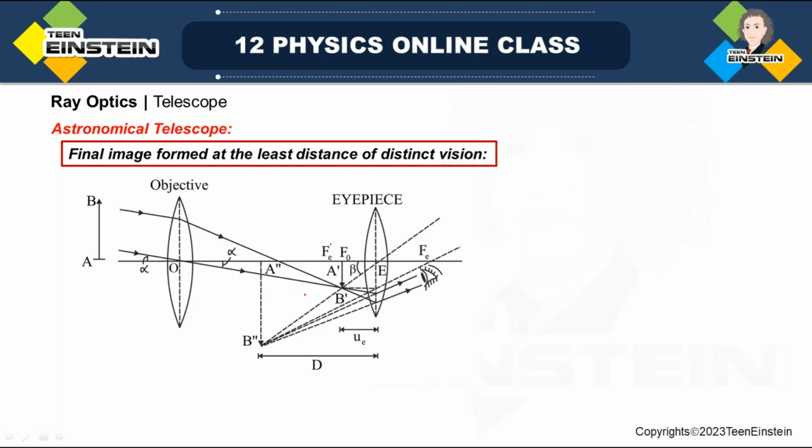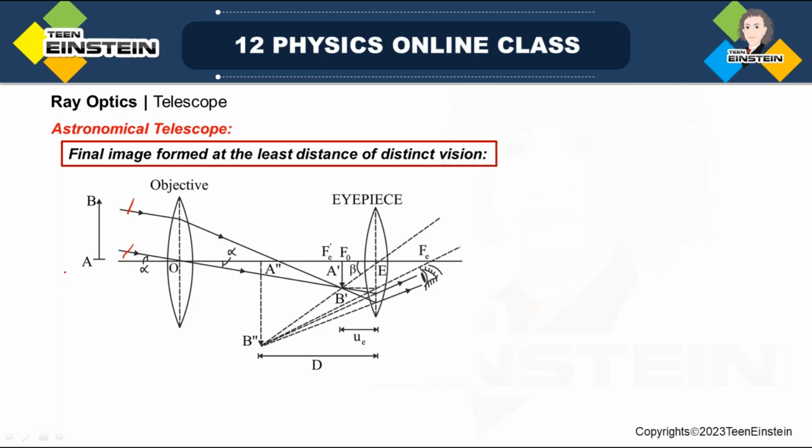This is the corresponding figure. You can see that, as I had discussed, we have a large objective. This is the distant object. Since it is at a very large distance, the rays which are incident on the objective will be parallel rays. You can see that. So these are parallel rays.